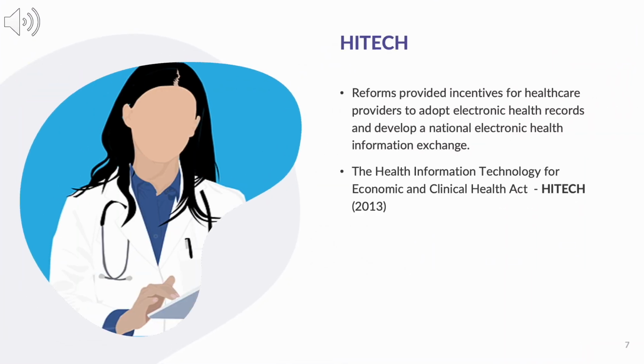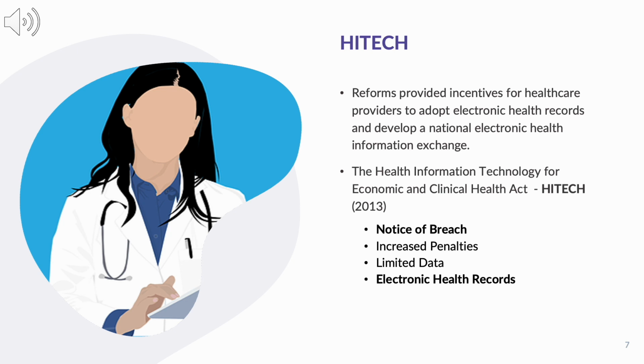The high-tech reform provided incentives for healthcare providers to adopt electronic health records and develop a national electronic health information exchange. A breach is presumed in the event of unauthorized acquisition, access, use, or disclosure of information. There is no breach if the covered entity demonstrates that there is a low probability that the PHI has been compromised. In case of high probability, the individual must be informed within 60 days of discovery.